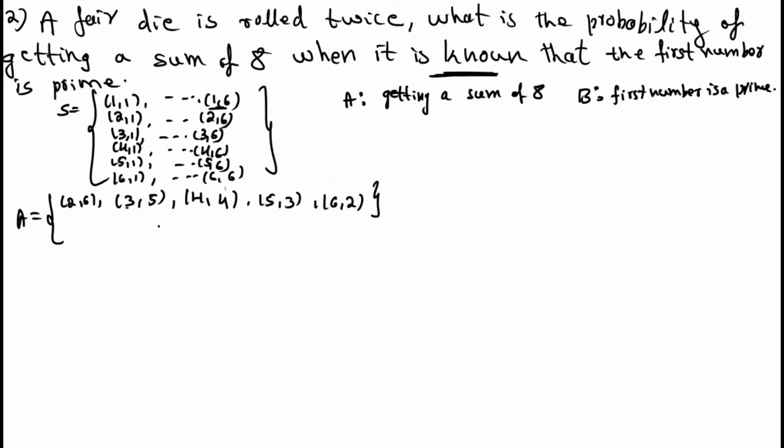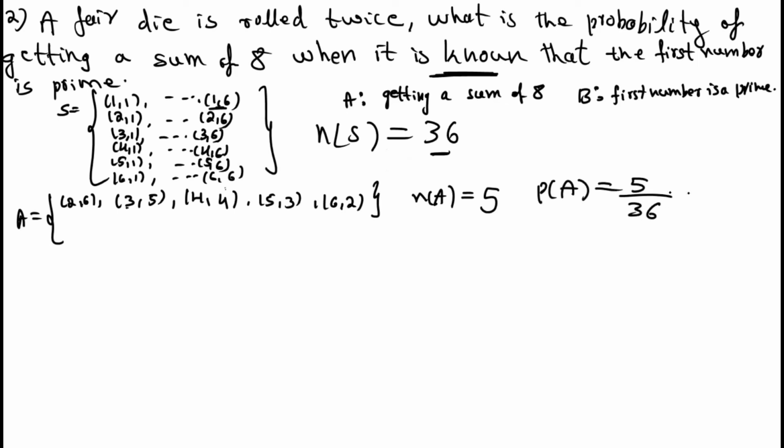These are the possible outcomes for event A. What is n of A? N of A is equal to 1, 2, 3, 4, 5. N of A is equal to 5. What is n of S here? N of S is equal to 36. We know if you roll the die twice, you get 36 outcomes. Each row has 6, 6 into 6 is equal to 36. Then what is probability of A? Probability of A is equal to 5 divided by 36.